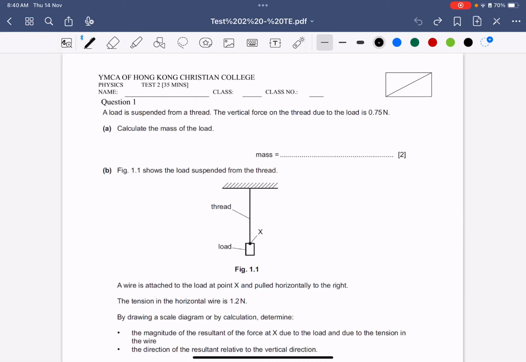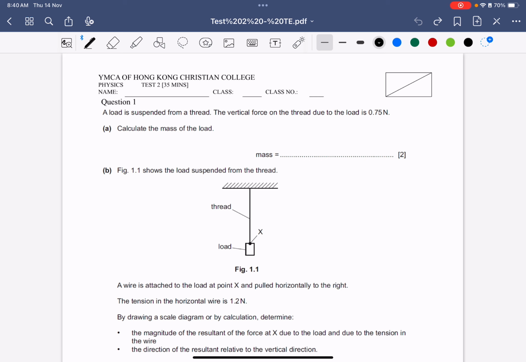Okay, so this is a video solution for Test 2 of the Form 3 Physics. Question 1. A load is suspended from a flat. The vertical force on the flat due to the load is 0.75 Newton. Calculate the mass of the load.